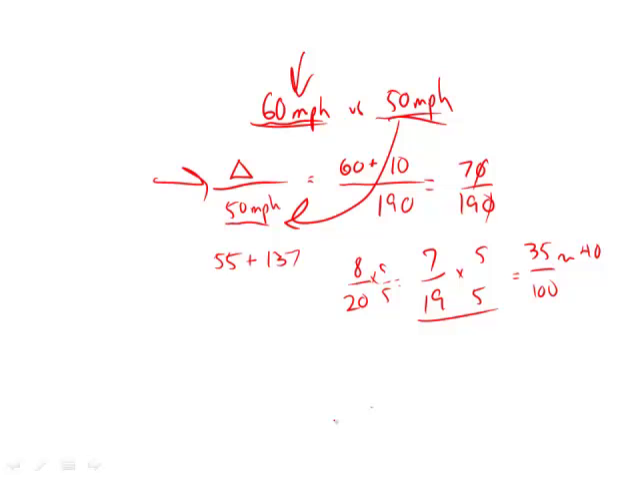B is 30%, that's much too low. D is 45%, that's way too high. And C, 38, is right there in the middle. And there's our answer.